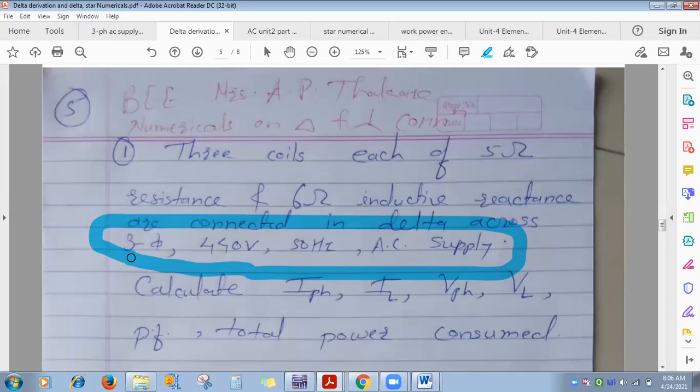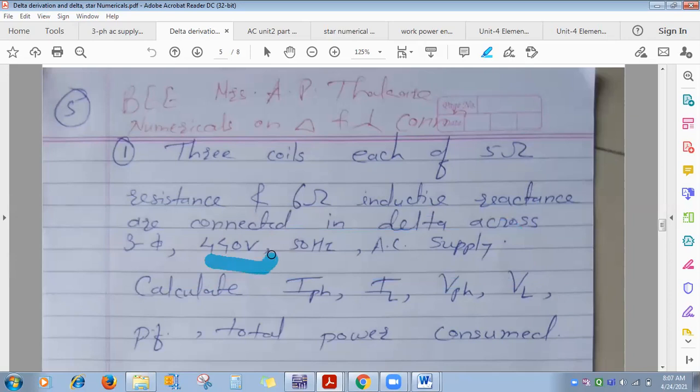Here can you tell me 440 volt is VL or VPH? VL. VL, very good. 440 volt is VL, and will you consider it as RMS or peak? This 440 is RMS value, very good. So in the supply specifications of single phase AC supply, 3 phase AC supply, whatever the voltage or current given to you are RMS value. And if it is peak, then they specifically mention that the peak value is so and so.